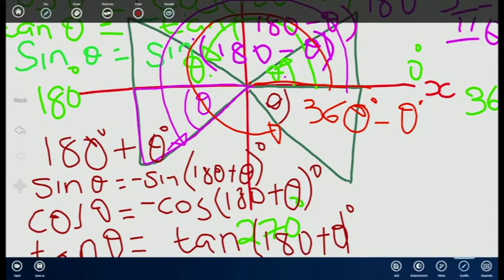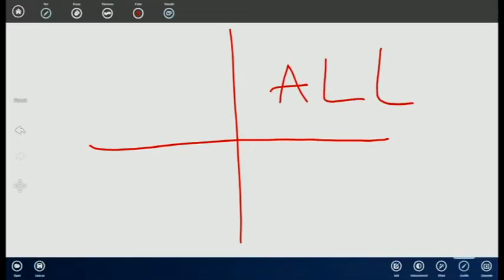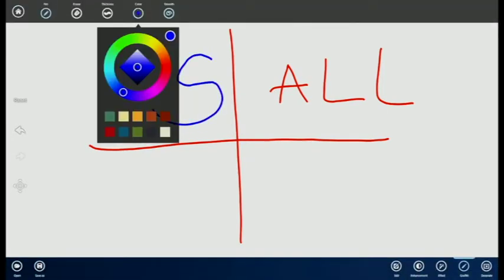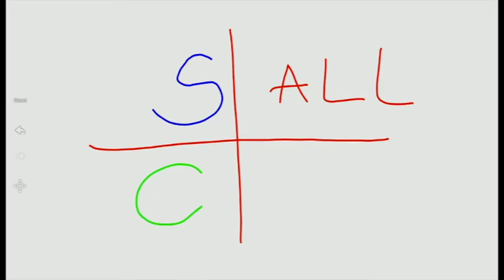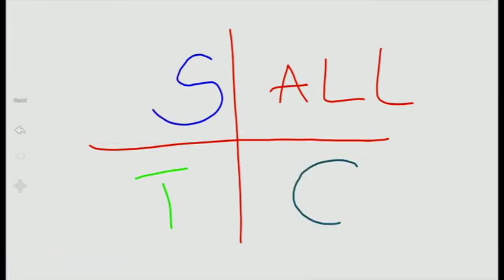So here in the first quadrant, we have all positive. In the second quadrant, we have the sine positive. In the third quadrant, we have the tangent positive. And in the last quadrant, we have the cosine positive. Those are the signs of the trigonometric ratios in all four quadrants. And now we're going to look at the corresponding angles. We're going to look at examples of these corresponding angles in all quadrants.